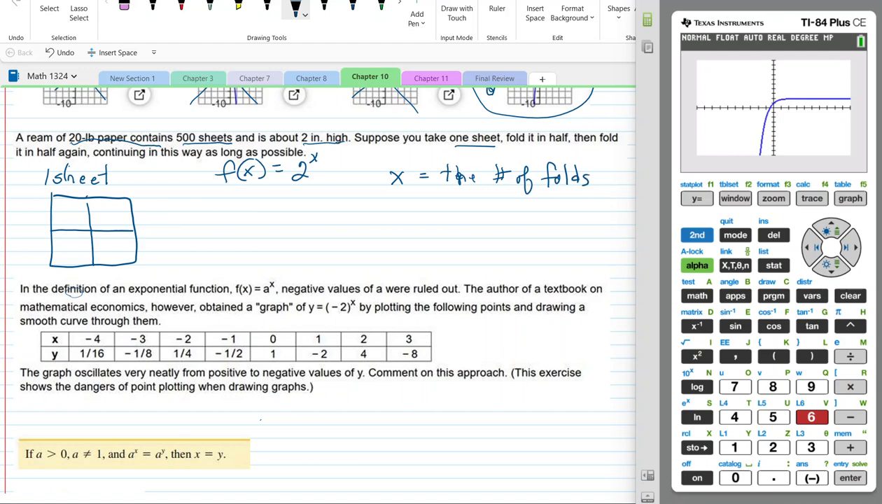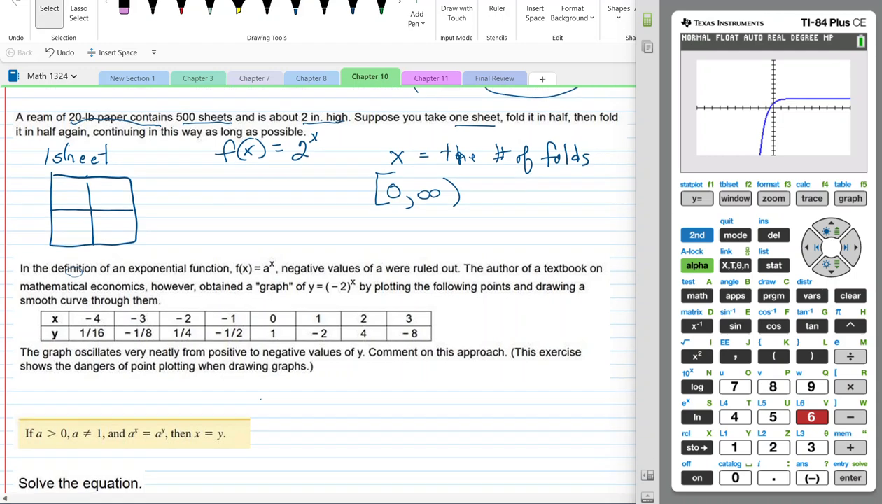So in this case, we have the domain 0 to infinity as a number of folds, and they are in integer form. In other words, they are whole numbers. All right. So that's all we needed on that one.